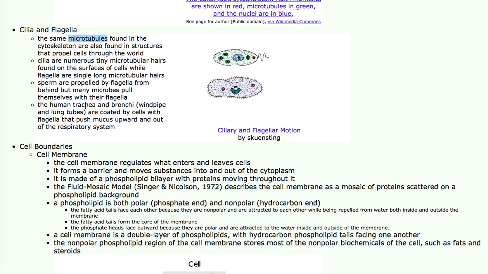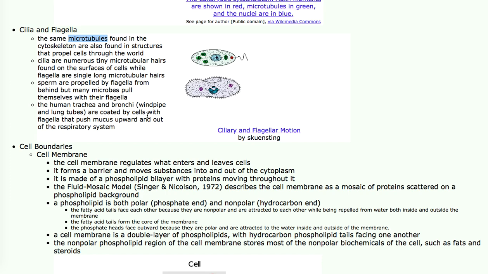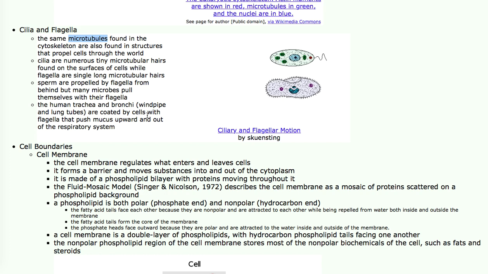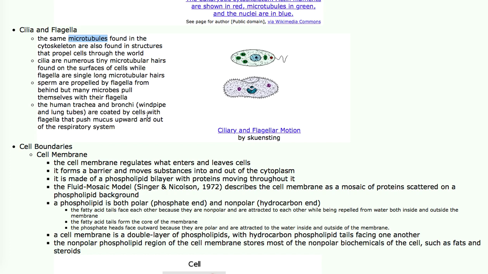The human trachea, that's your windpipe, and your bronchi, which is the branching tubes from your windpipe, are coated by cells with cilia that push mucus up out of your lungs and your windpipe so that it doesn't accumulate down there. Smoking kills those cells, and that's why people who smoke get black deposits in the bottoms of their lungs that can't come out. It just sits there, and then that's what ends up causing cancer in later years.